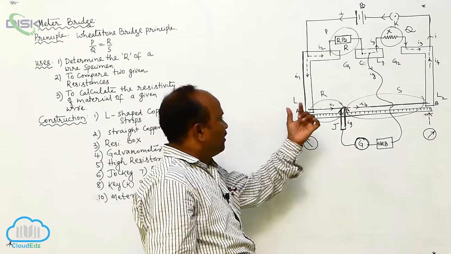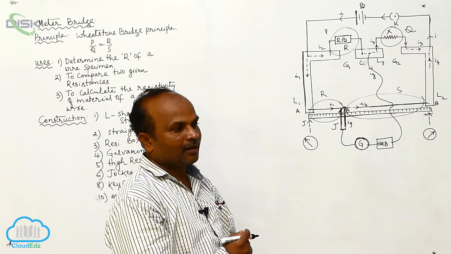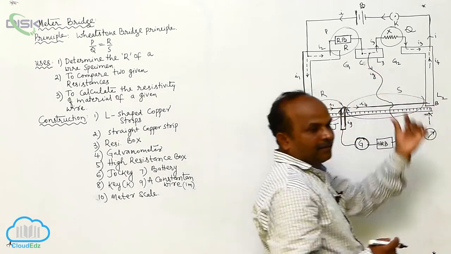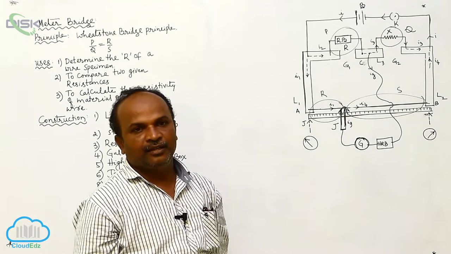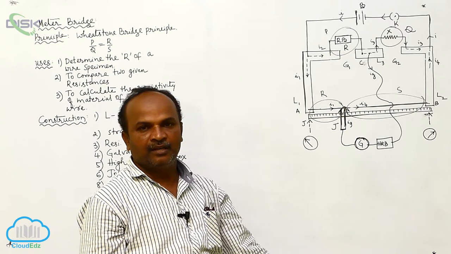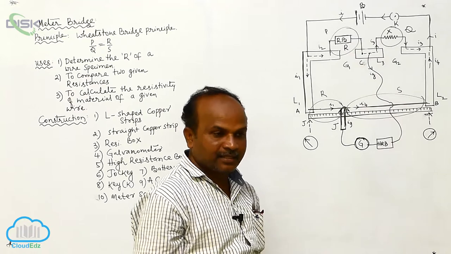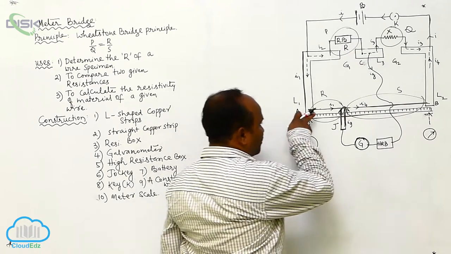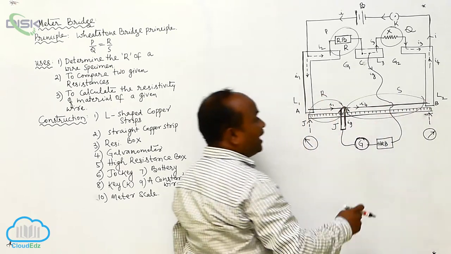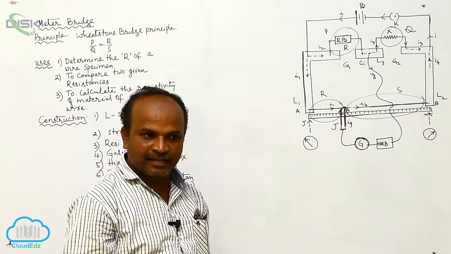What is the procedure before starting? If the jockey is placed at A and B respectively, and the galvanometer shows equal and opposite deflections, then the circuit is said to be right. That is after connecting the X. Next, the jockey is moved along the constantan wire AB. At a particular position, the galvanometer shows zero deflection.